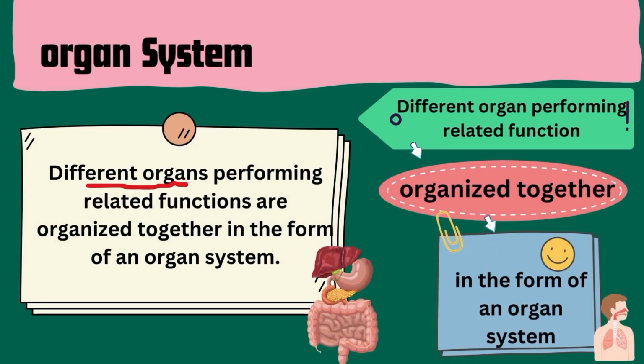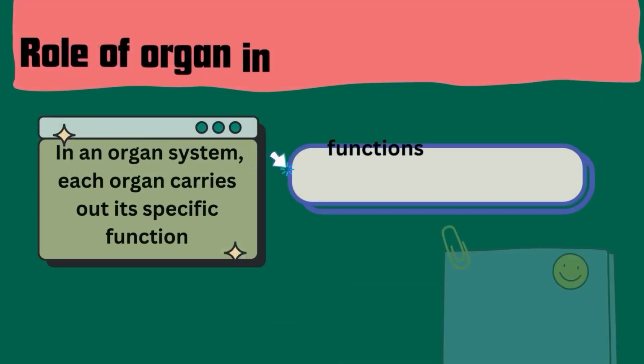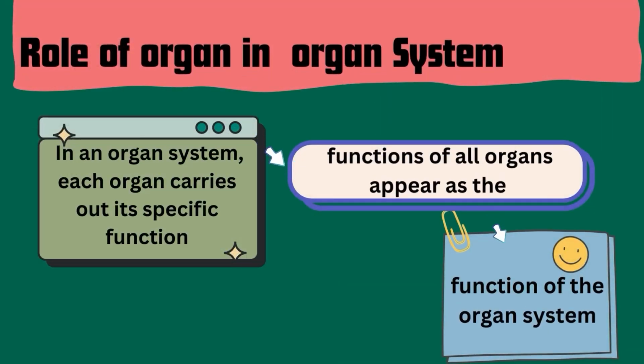Let's talk about the organ system. Different organs performing related functions are organized together in the form of an organ system. Role of an organ in an organ system: in an organ system, each organ carries out its specific function, and the functions of all organs appear as the function of the organ system.